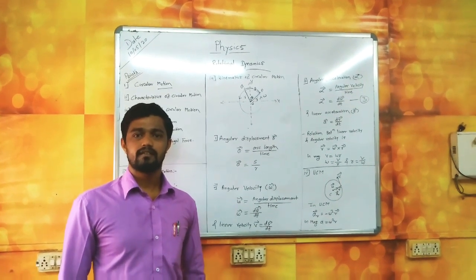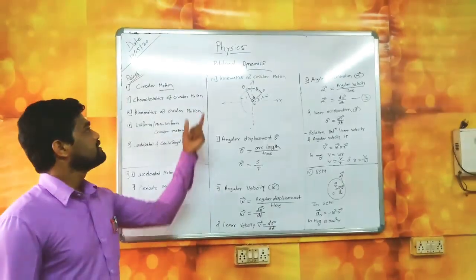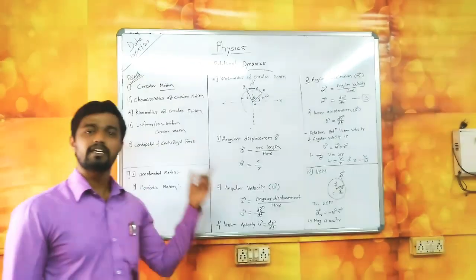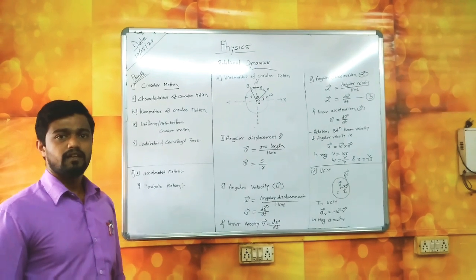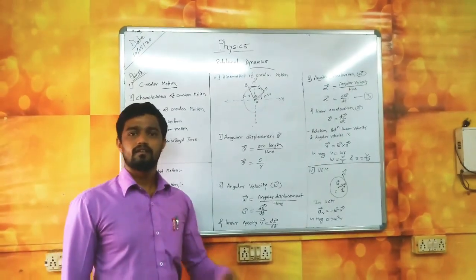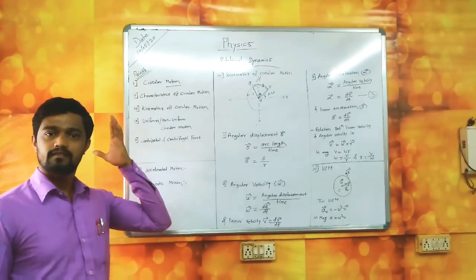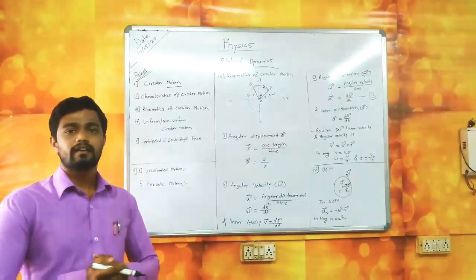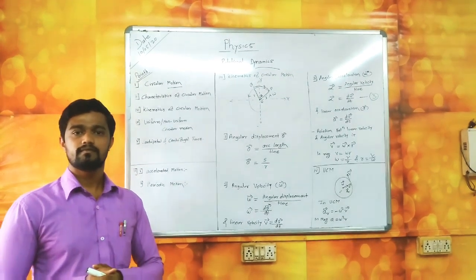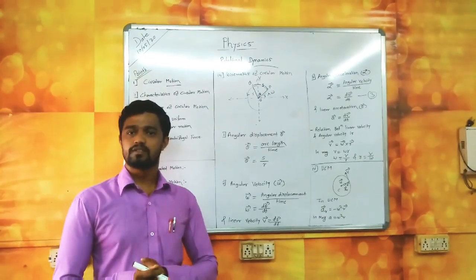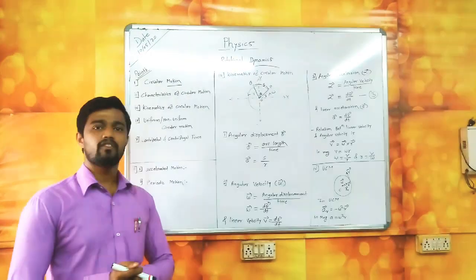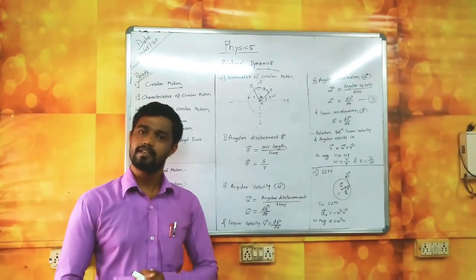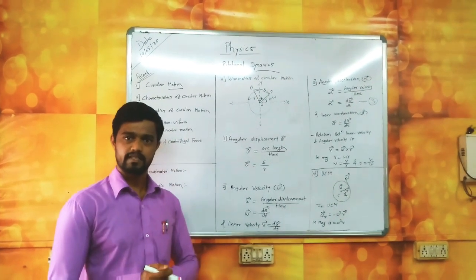Classes, Sawantwadi. Today we will discuss rotational dynamics in physics. It is the first chapter in 12th science. In rotational dynamics, we will discuss a few points. First one is circular motion. Second, characteristics of circular motion, kinematics of circular motion, uniform and non-uniform circular motion, and the last one is centripetal and centrifugal force. Okay, let us see.